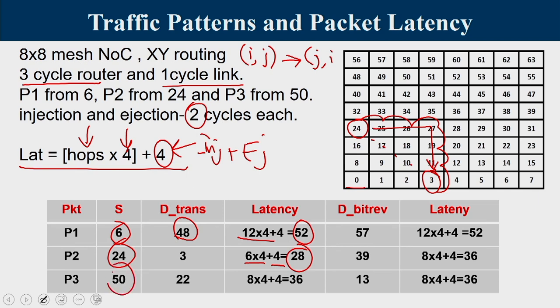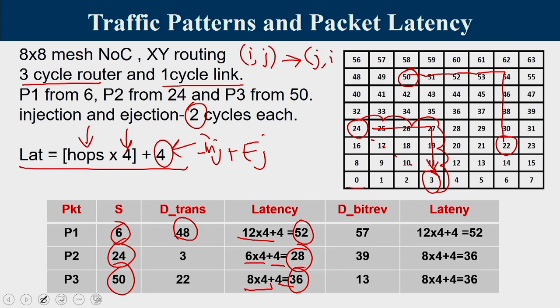And similarly, we have P3 that is starting from 50. And as per transpose pattern, the destination is 22. And it takes 8 hops: 1, 2, 3, 4, 5, 6, 7 and 8. So 8 times 4 plus 4, total 36 cycles are needed for a packet to reach 22 from router number 50.